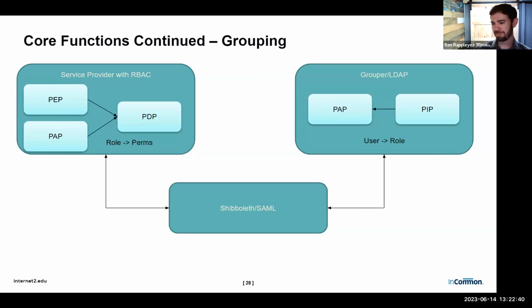So to make it a little more simple, I'm trying to log into Canvas. Shib says, okay, my user role is a student. Should students have access? Yes, they should. It lets me in.